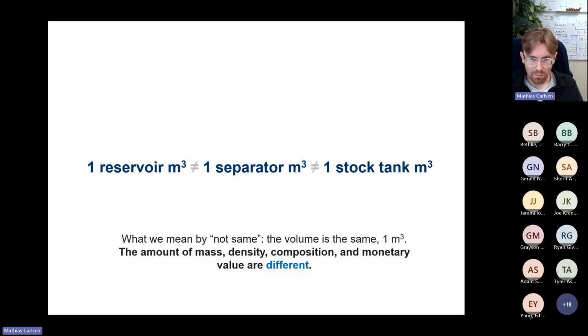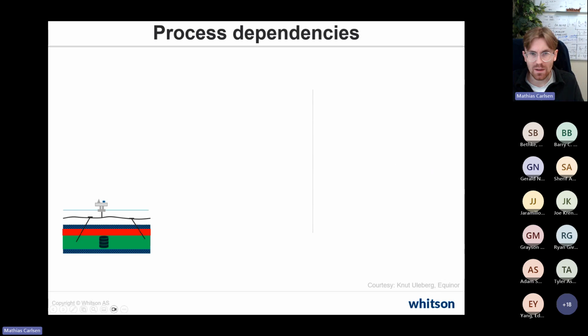The second thing that's really important and interesting here is that a volume, from a PVT perspective, has a context. It's reservoir barrels, or separator barrels, or stock tank barrels. It has not only a context, but it's also a function of the process or the path to get there. And that's the second key thing when it comes to PVT: PVT properties are process dependent.